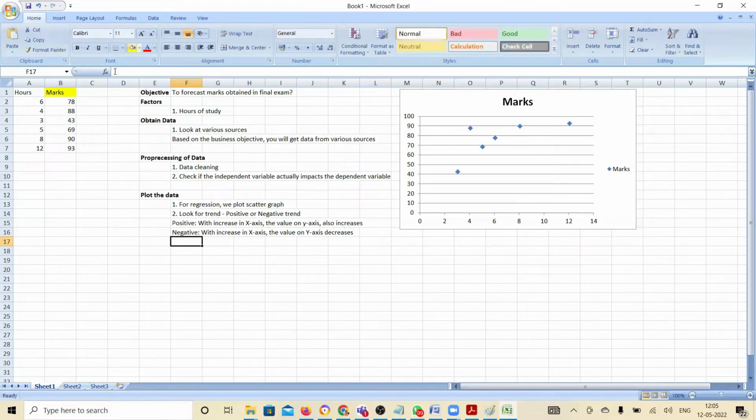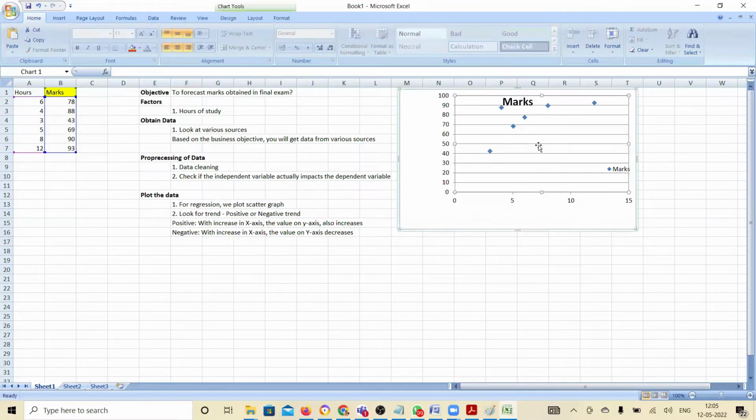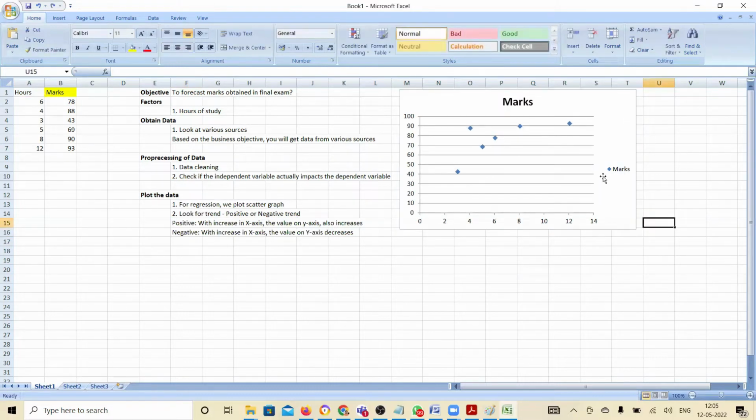So in this case, what do you notice? As we increase that, the plots are going up, isn't it? So this shows positive correlation between marks and the number of hours we study. So plotting will tell us this. We know the trend, but how do we find the exact correlation value?